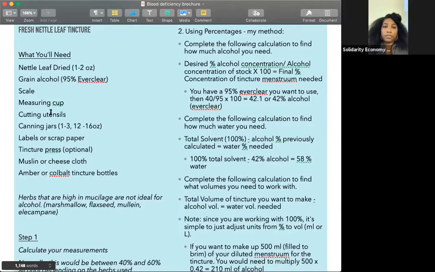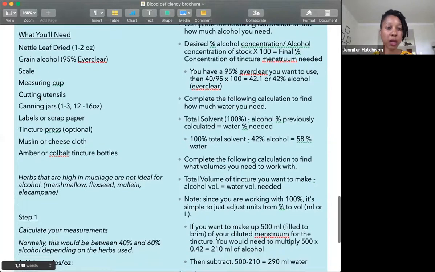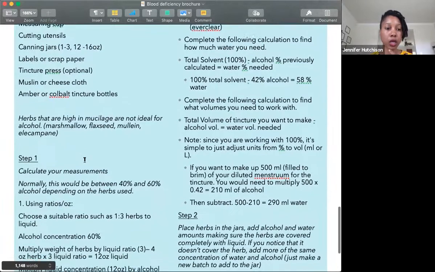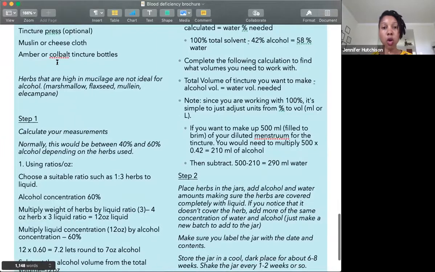You'll need a scale, measuring cups, cutting utensils, which you may or may not need, canning jars, labels or scrap paper, and a tincture press. I have one, but it's really not that necessary. You can just squeeze it with your hand with some cheesecloth. And then some tincture bottles, which need to be amber or cobalt so they can last a little bit longer. You don't want exposure to light.